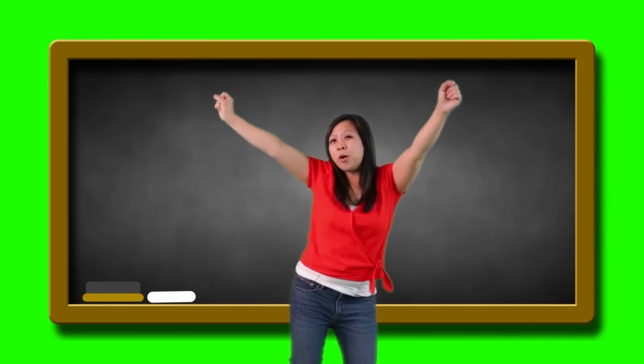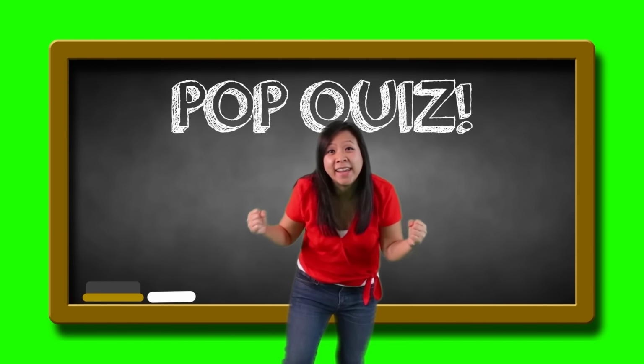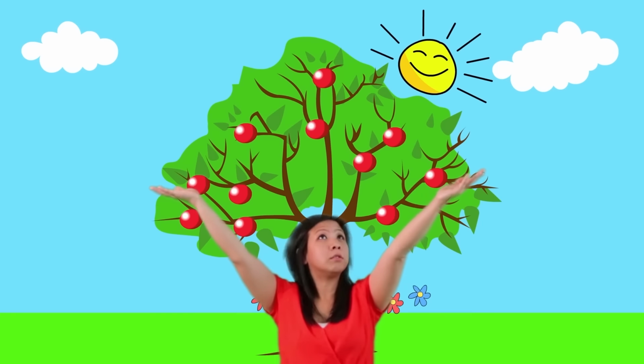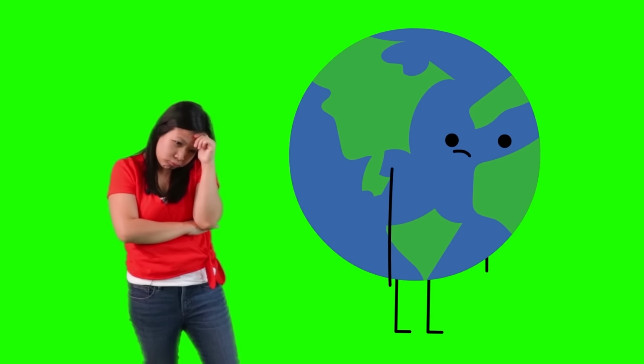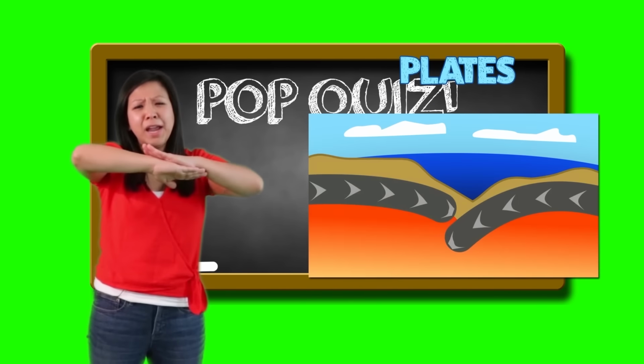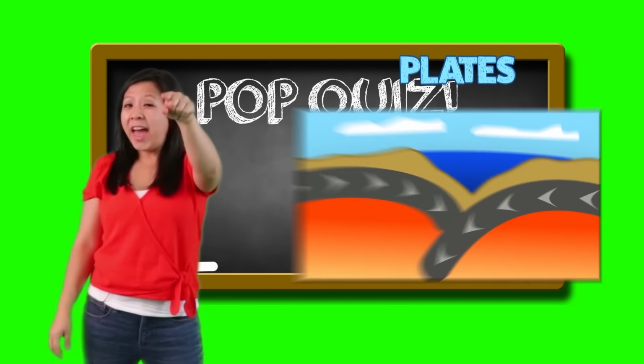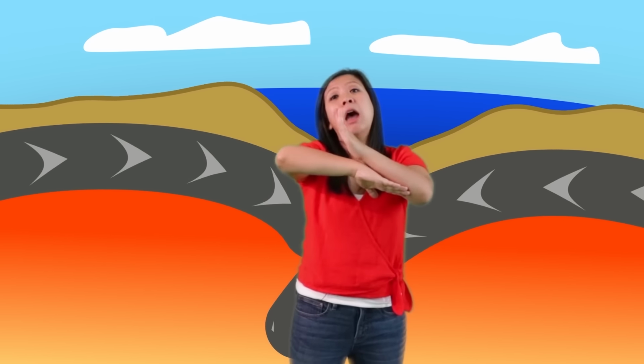So now that we have all this amazing knowledge on earthquakes, it's time for a pop quiz. Are you ready? Question number 1. Why do earthquakes happen? A, is it because the season changed? B, Earth is so bored? Or is it because C, Earth is made of plates that slide around on top of hot, molten magma? That's right, the answer is C. Earth is made of plates that slide around on top of hot, molten magma.